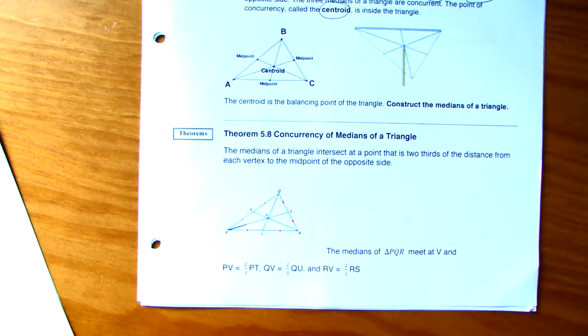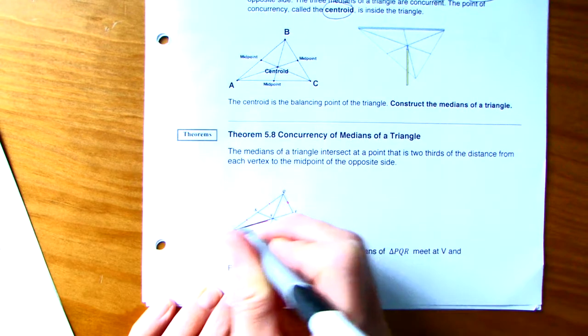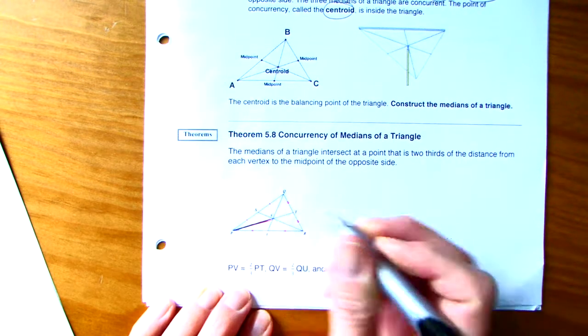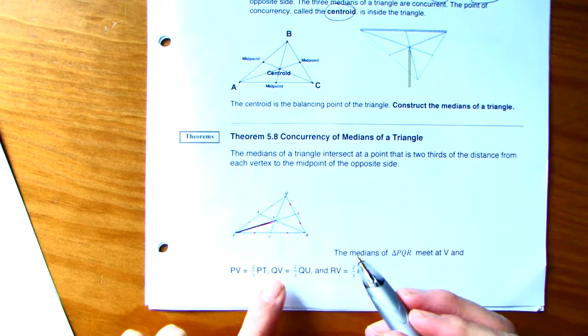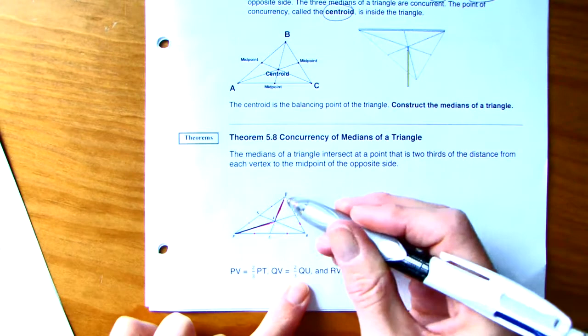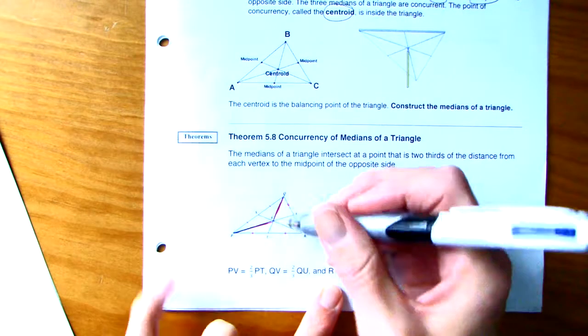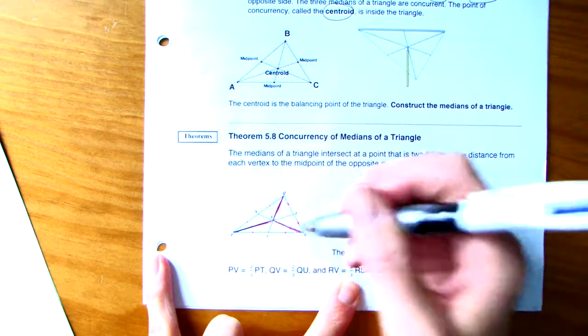Here, let's maybe make that red. Of course, now you can't see it because I went over it in black first. This is 2/3 of the whole length, PT. QV is 2/3 of the whole length, QU. And RV is 2/3 of the whole length, RS.